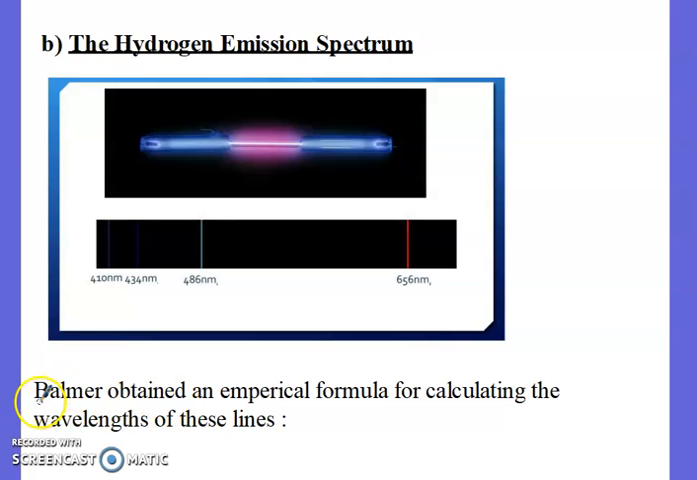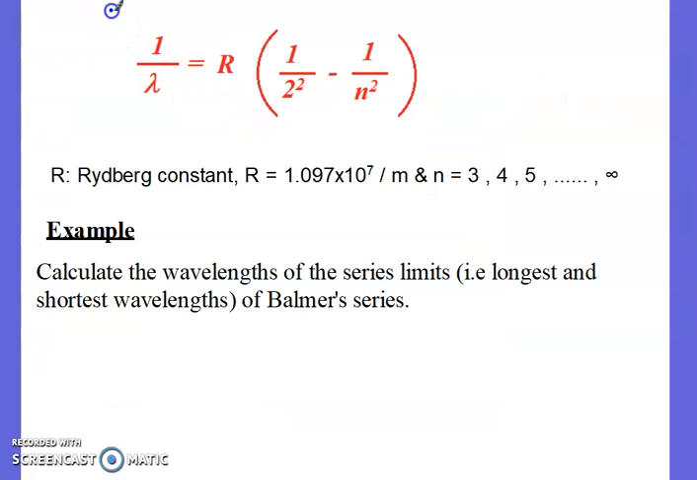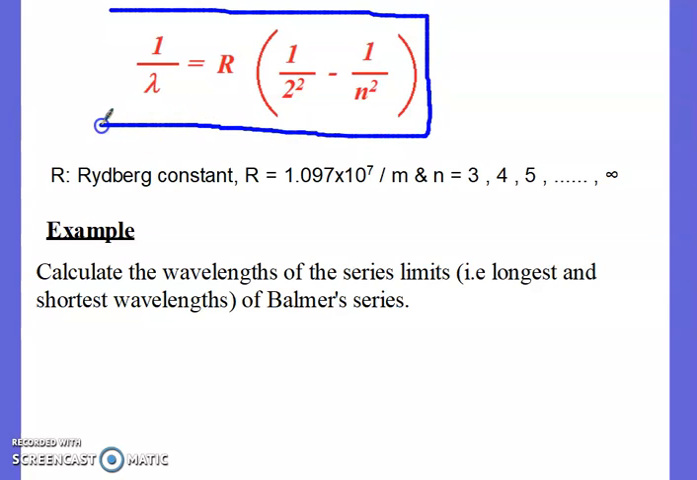Now, Mr. Balmer, in order to calculate the wavelengths of each color, obtained an empirical formula, means a formula by trial and error, to calculate lambda. Now, this formula is given as 1 over lambda equals a certain constant R, called what? Rydberg constant, times 1 over 2 squared minus 1 over n squared. Why is this? We don't know why. He obtained it by trial and error.